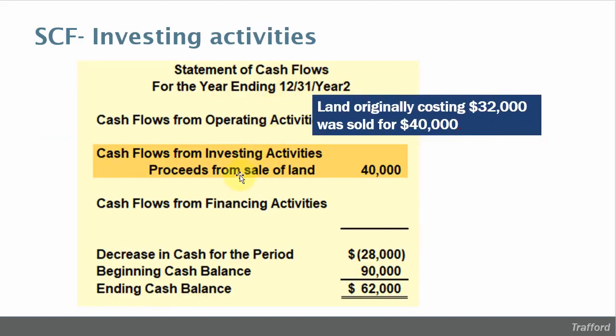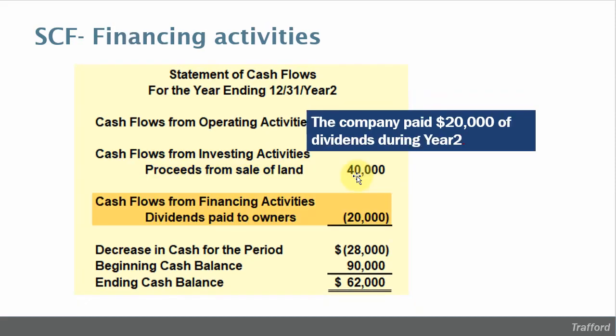For Joe's Place, the only investing activity was the sale of that land. So as you remember from some of our early information, they sold land with a cost of $32,000 for $40,000, generating that $8,000 gain. What shows up in the statement of cash flows is the actual cash effect, or the $40,000 of proceeds that they collected. For financing, cash financing activities, the company paid dividends to the owners. That's a financing use of cash, so we see that here.